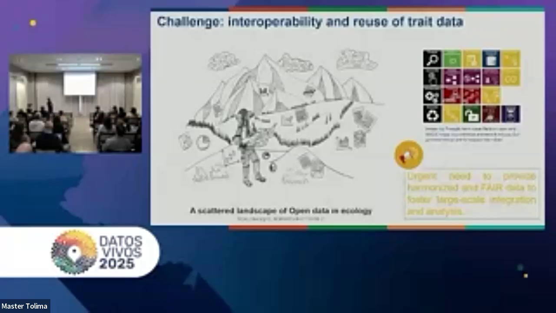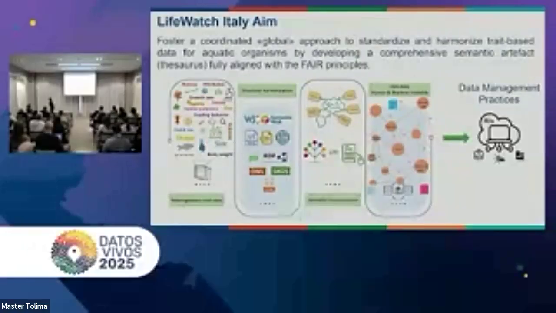So what is the problem? We have a lot of data. These data are also available, open, but most of these data are not FAIR. Overall, they are not interoperable and reusable because they have different syntax and semantics in particular. So we need to provide harmonized FAIR data in order to foster large-scale integration and analysis.